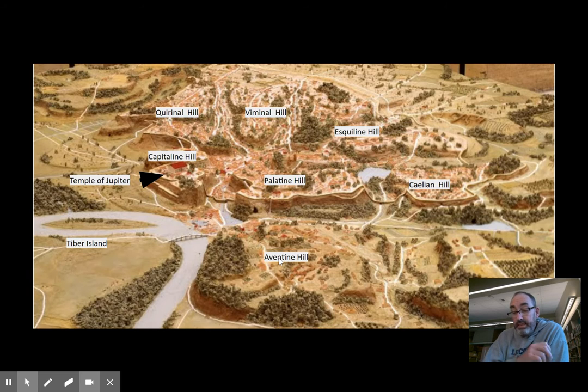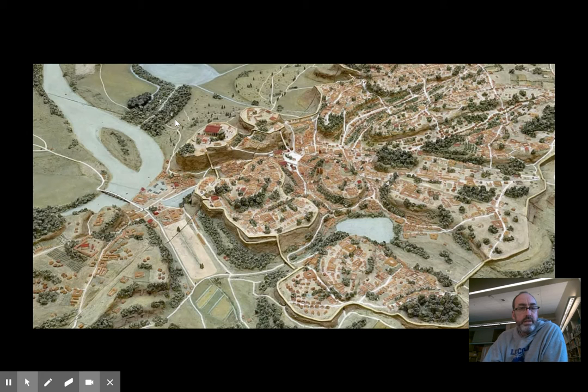Aventine Hill is a hill noted for the poor people that lived in Rome. The Aventine was the common area. Now, Quirinal Hill up here is kind of interesting because it gets removed later on. In fact, a lot of these hills are shaped by the people as they live in Rome.